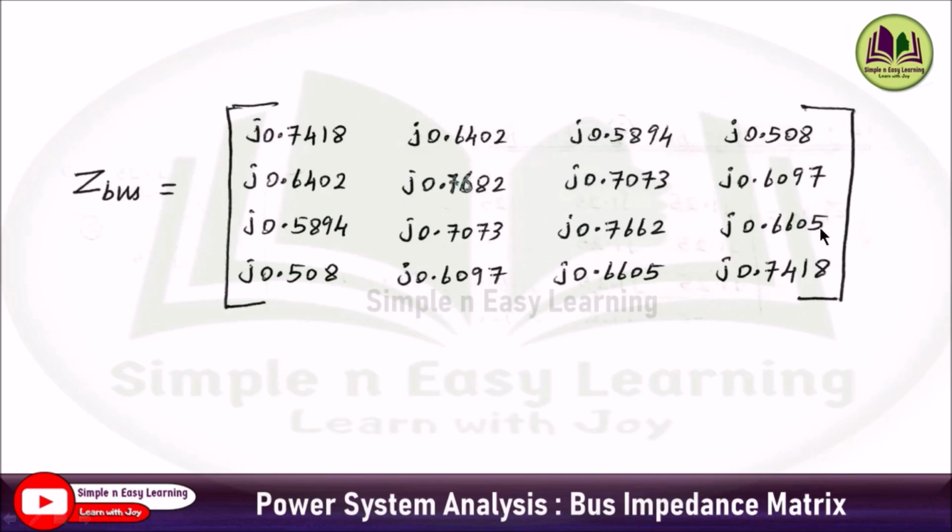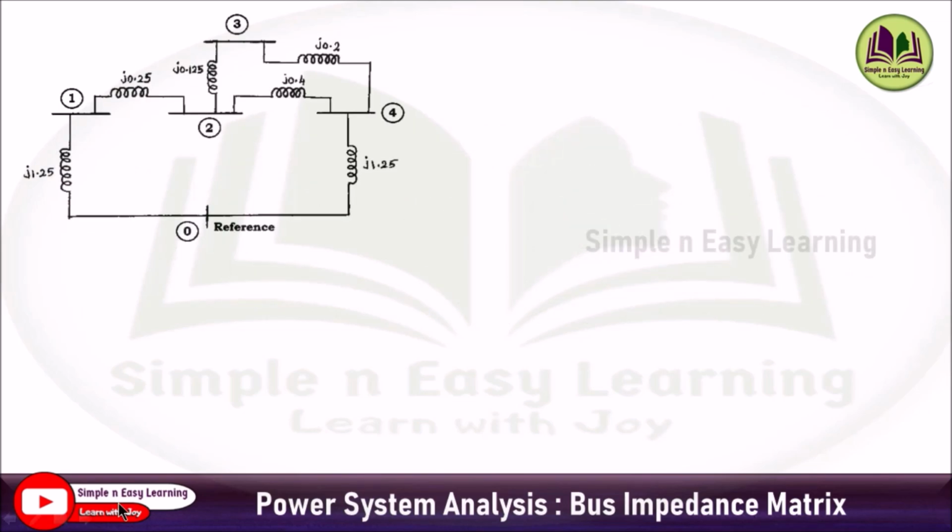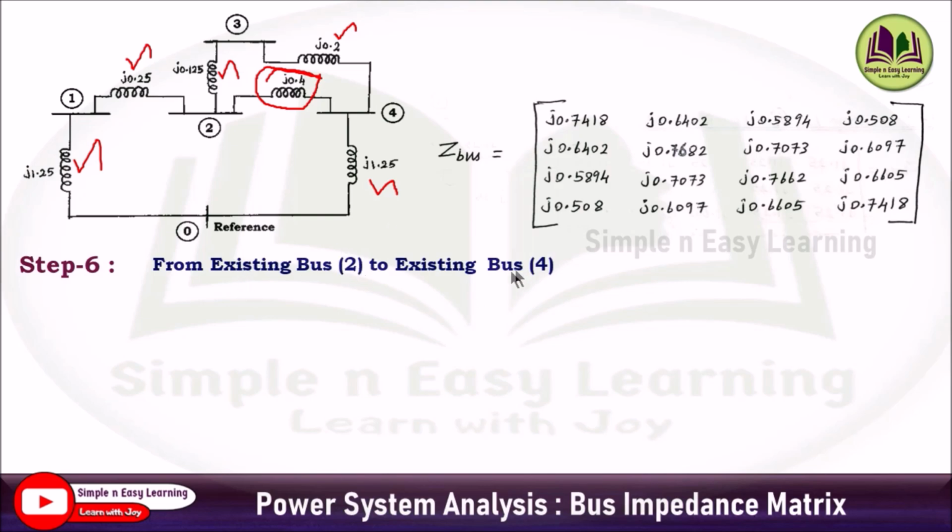So you will be getting the 4 cross 4 matrix like this. This is the 4 cross 4 matrix at the end of step 5. In this diagram, in step 1 we consider this reactance, in step 2 this reactance, step 3 this reactance, step 4 this reactance, and step 5 this reactance. One more reactance is left, that is J0.4, which is connected between bus 2 and bus 4. So now in step 6 we are going to consider this reactance from existing bus 2 to existing bus 4.